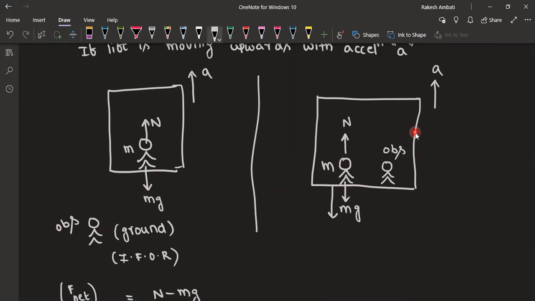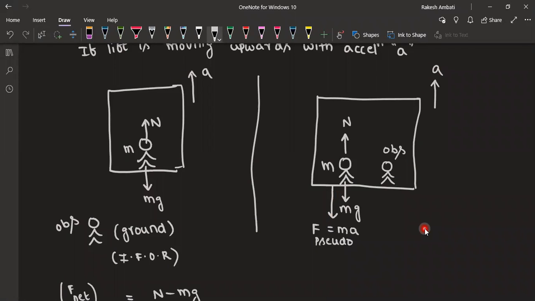So what is the value of the pseudo force? What is the formula? Don't write minus. That minus only indicates direction, and we have already followed the opposite direction. The acceleration of the frame is upward, so we have taken the pseudo force downward. So simply, the pseudo force equals ma.